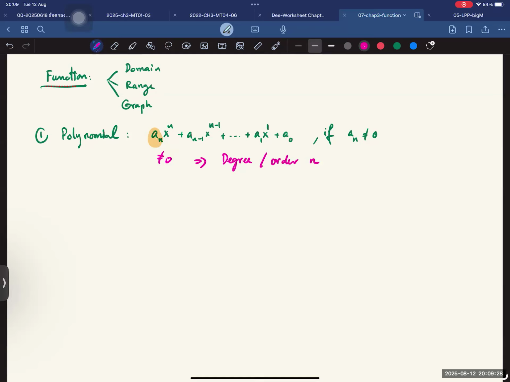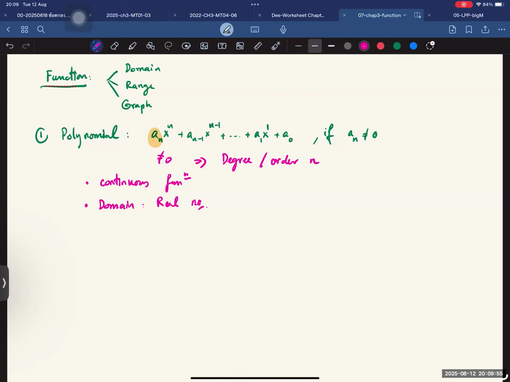All right. So the polynomial is a continuous function, and the domain is the real numbers. So it can be any value for x in this case.